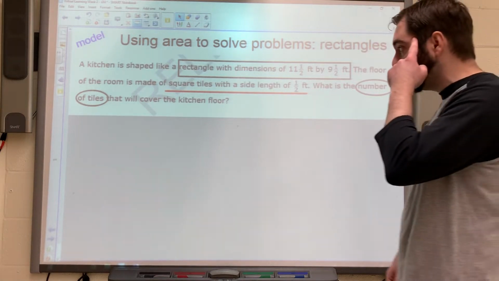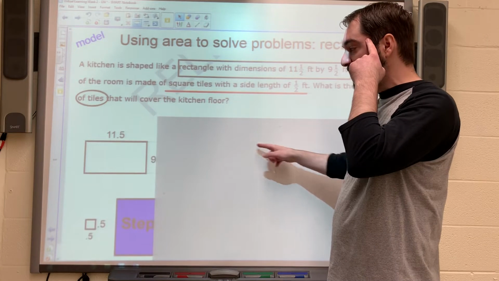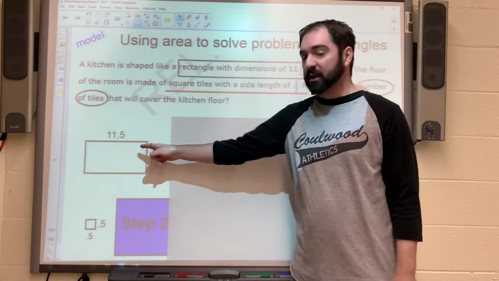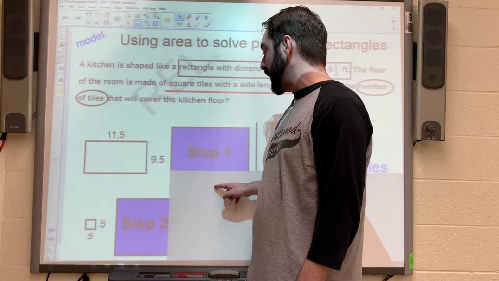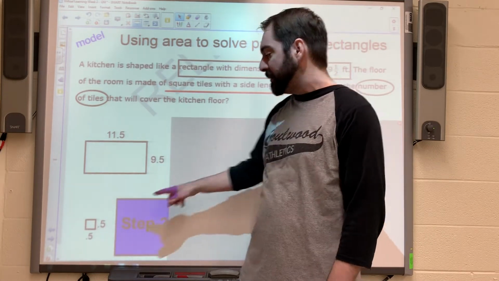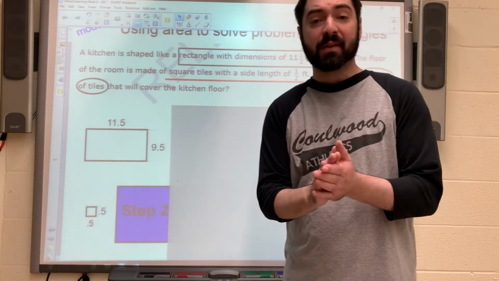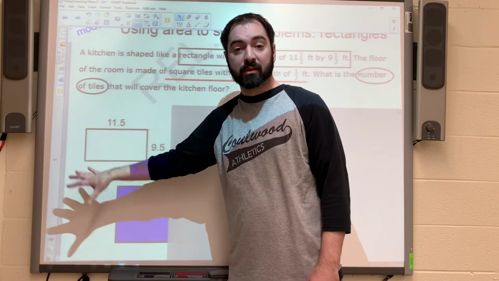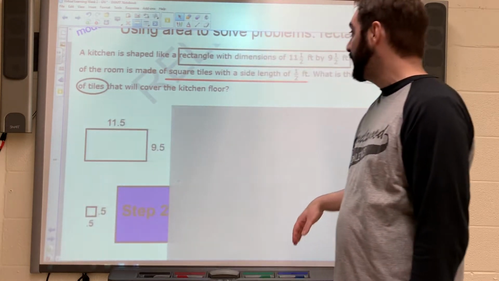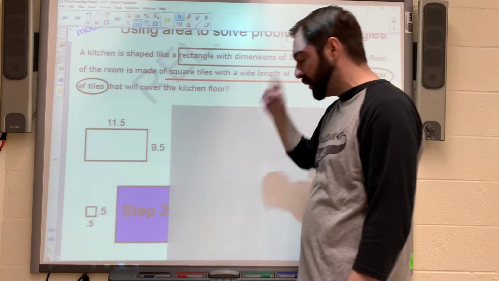Well, right here, I got a bunch of information. I know that they gave me a rectangle with dimensions. So the first thing I did was make sure to draw a picture of my rectangular room. They also talked about square tiles, so down below, I drew out my square tiles. Again, I haven't done any math at this point. All I've done is taken the words in the problem and drawn some pictures to make the math a little easier. Now, if I keep reading, it says, what is the number of tiles that will cover the floor?